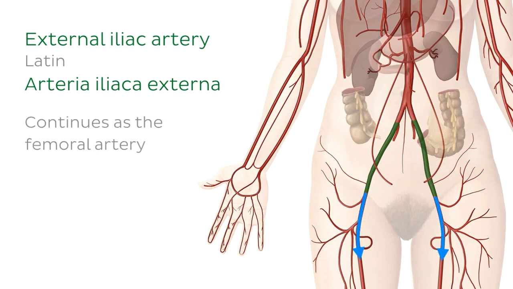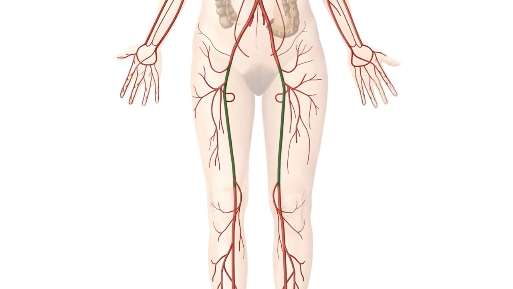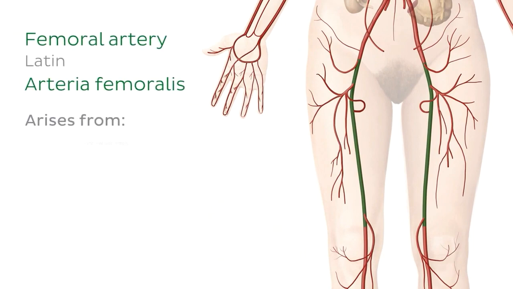Now that we've finished looking at the arteries of the abdomen and the pelvis, let's move on to talk about the arteries of the lower limb. We just mentioned the femoral artery in the section just before, and as you can see, the femoral artery arises just here as a continuation of the external iliac artery in the femoral region of the thigh.